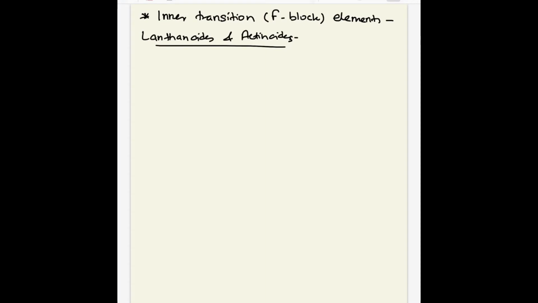Okay, next point we can see the inner transition elements, known as f block elements, which include two series. One is known as lanthanoids and the second one is known as actinoids. F block elements means the last electron enters the f orbital.